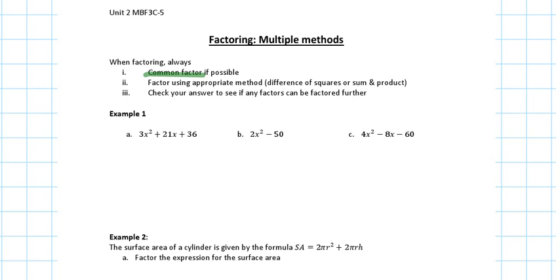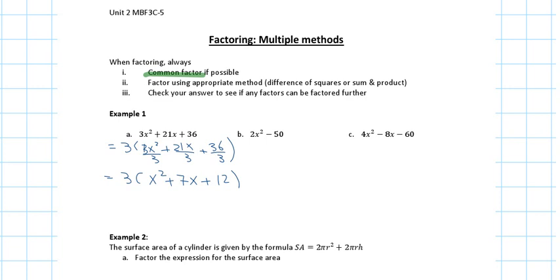Okay? So let's look at our first example. Do I have a common factor? What is it? 3. So I will factor that 3 out. And I'll have left x squared plus 7x plus 12. Right? Am I done?